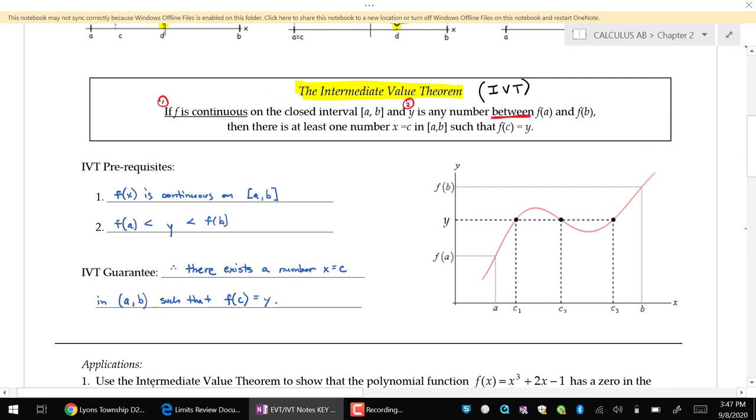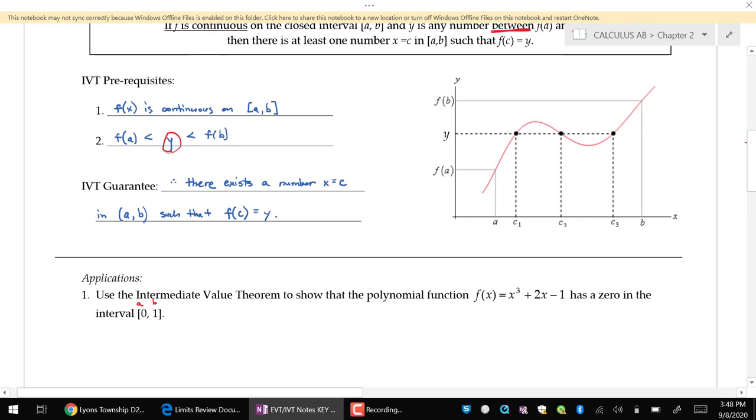Formally, jot this down. The two prerequisites for the Intermediate Value Theorem are, number one, f is continuous on the interval a to b. And then number two, the element in question, which I'm going to call y, must fall between f of a and f of b. And then the conclusion, the guarantee, says that there must be a number x equals c on the interval where the function value and the element will be equal. Let's see how this works in an example.